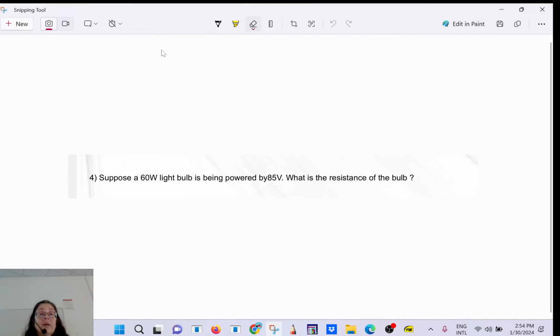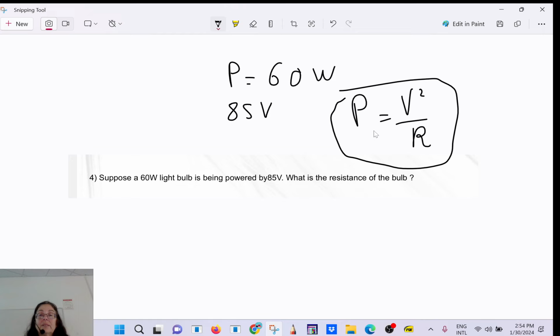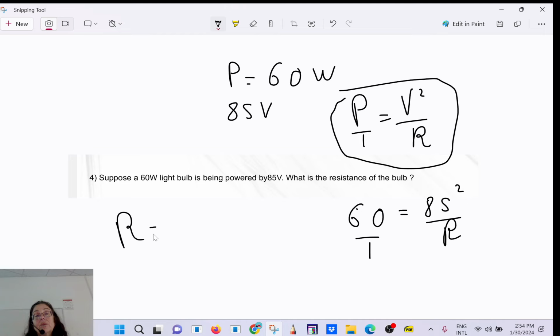So you see the power is 60 watts and the voltage drop is 85 volts. So power equals V squared over R. That will be the equation to use, because otherwise you're going to mess up if you go step by step. It's easier to use that equation. So it's going to be 60 equals 85 squared over R. Right? So you cross multiply, divide.